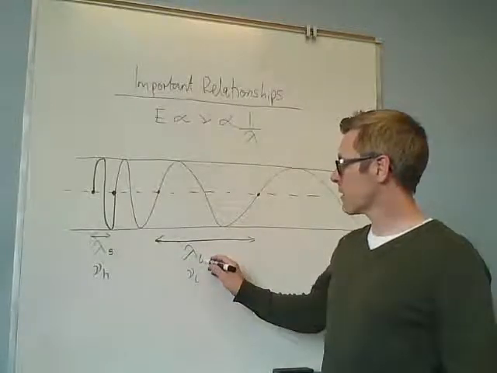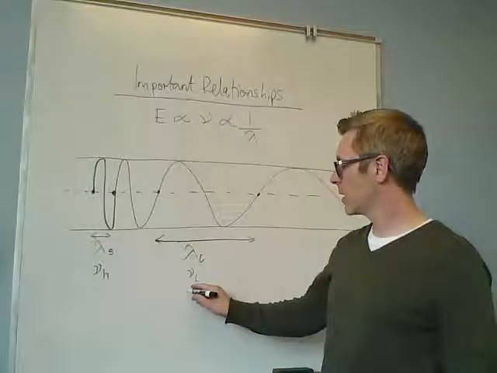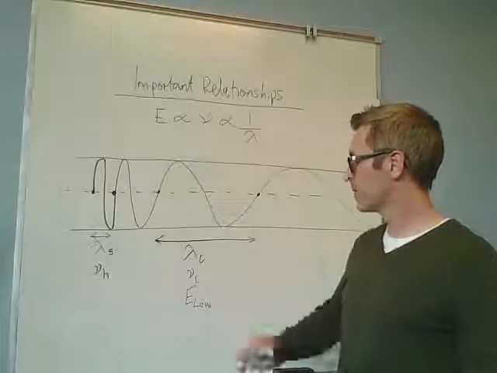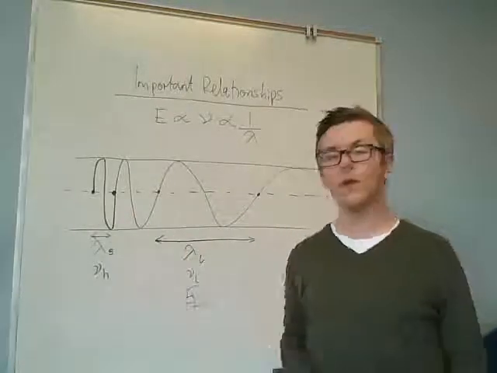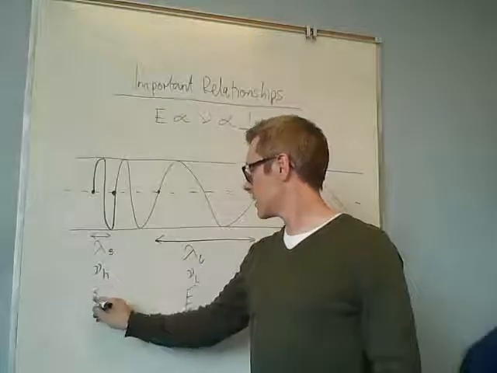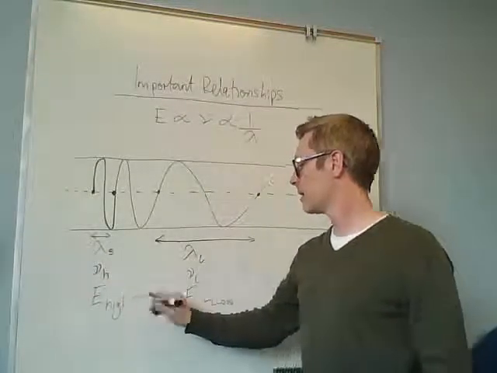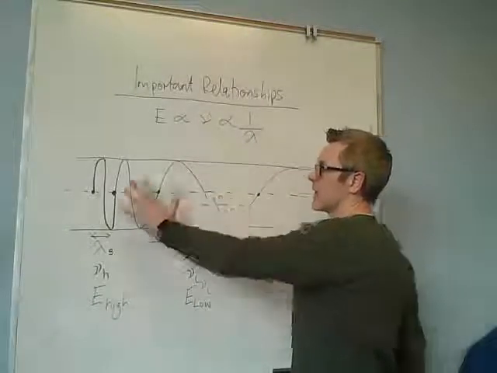If the wavelength is long and the frequency is low, then the energy is low. If the frequency is high and the wavelength is short, the energy is high. So we have low energy waves and high energy waves.